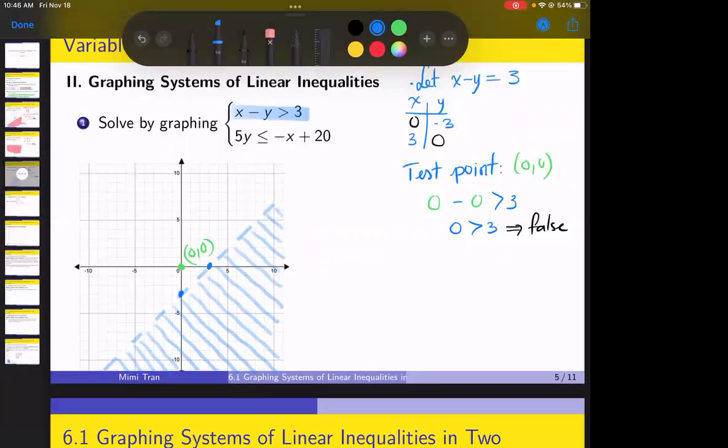Why don't you guys do the second one? We have it highlighted in red. Do the second one for me. I'll walk around, see how you do.